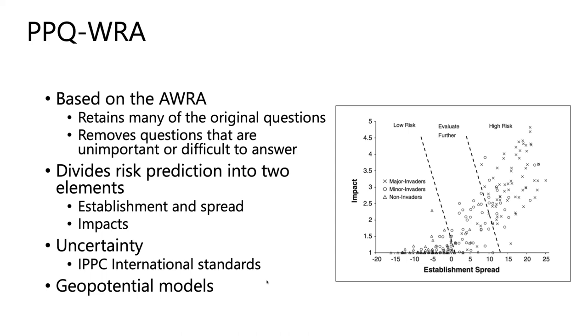But what I really like about this tool is that it divides your risk prediction into two elements. So you have an impact and an establishment and spread element. If you look at the graph, you can see all those little X's, circles, and triangles. Again, I mentioned before that thresholds are set by putting known major, minor, and non-invaders. And based on the validation of this tool, that's where those species fell out. The other great thing about this tool is it does incorporate uncertainty, which brings us closer to the IPPC international standards. And there are also geopotential models, so you get a nice visualization of potential distribution of the species in question.